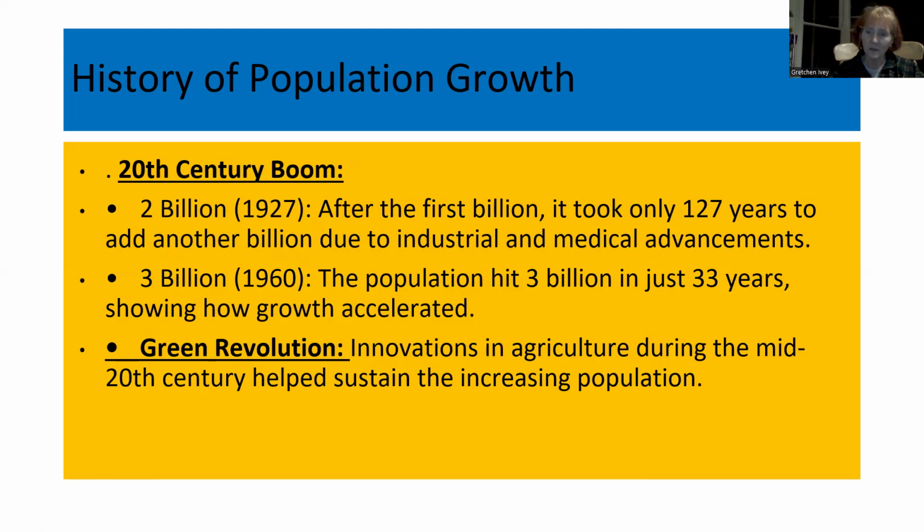Now you get to the 20th century and you have a population boom. 2 billion: after the first billion, it only took 127 years to add another billion due to industrial and medical advancements. So we started getting vaccines, antibiotics. Doctors are able to fight diseases a lot more efficiently. 3 billion by 1960: the population hit 3 billion in just 33 years, showing how growth accelerated. That's something called the Green Revolution. Innovations in agriculture during the mid-20th century helped sustain the increasing population.